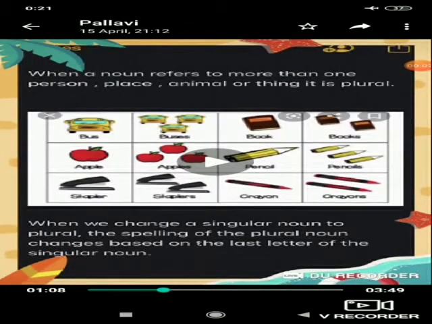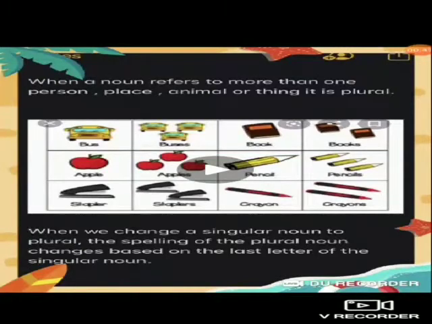When a noun refers to more than one person, place, animal, or thing, it is plural. It means when we are talking about two or more than two, then they are known as plural. For example, in the first picture you can see one bus, and in the second one you can see three. So here there are many. In the first picture we call it one bus, and in the second one there are three, so we call it buses. Same way, one book, many books. One apple, many apples. One pencil, many pencils. One stapler, many staplers. One crayon, many crayons.